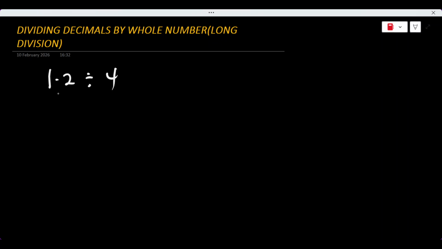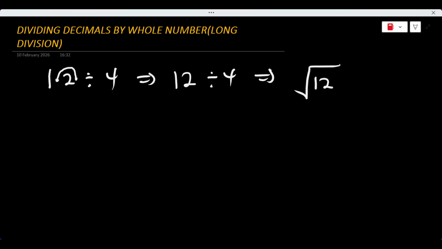So as usual, the first thing is to make the decimal a whole number by standing on the decimal point, moving it one time to the right because it has only one decimal place, giving us what? 12 divided by what? 4. Then the next thing is to set up what? Your long division problem. We have the 12, which is the dividend, inside. We have the divisor, which is 4.